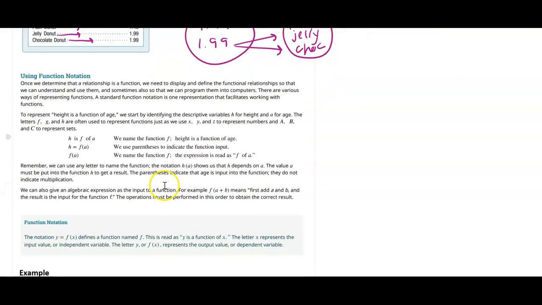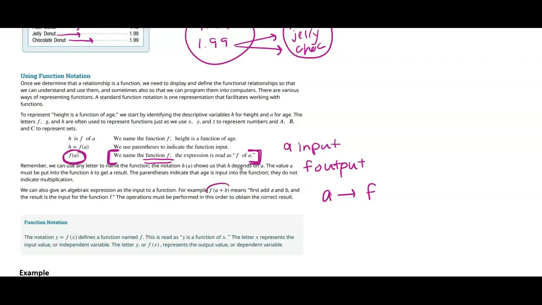Now, when we use function notation, we use parentheses to indicate the domain or the input. And this can be a little bit confusing because parentheses also mean multiplication. However, right here, we need to make sure that we know that we say that f is a function of a. So a is our input, f is our output, and a, because it's a function, only gives me one output.